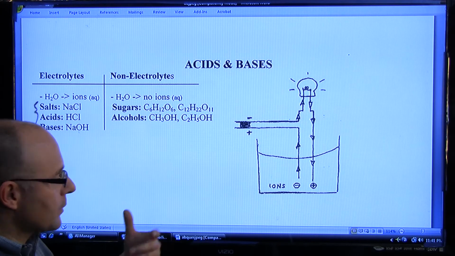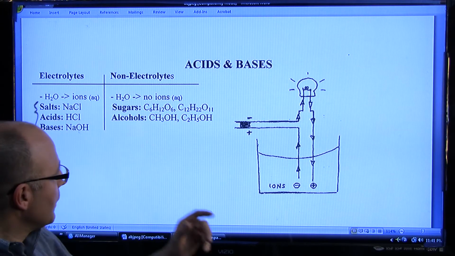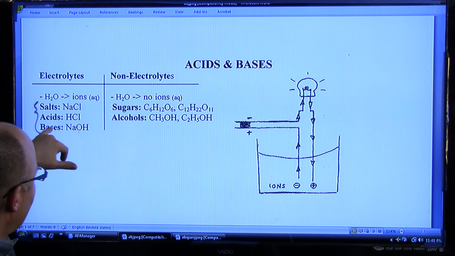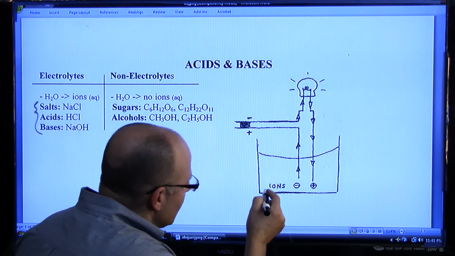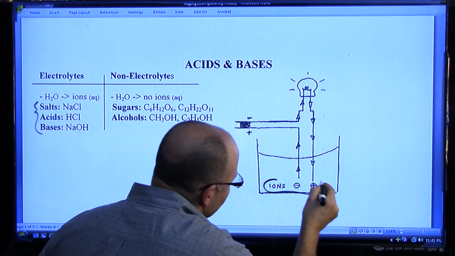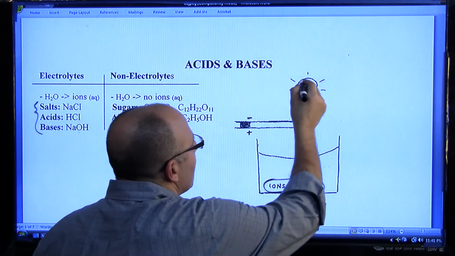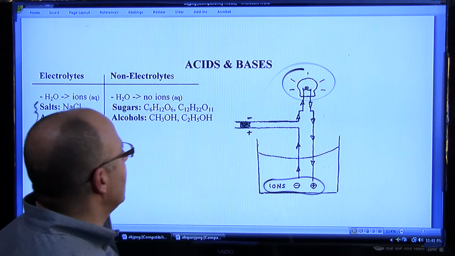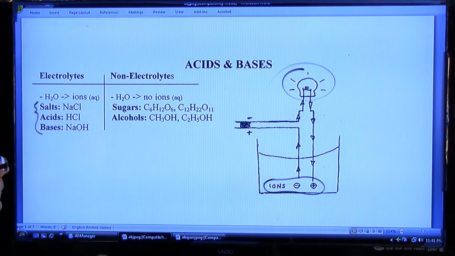All right, water on its own is a poor conductor, but when you spike it with salts, acids, or bases, because they produce ions, they end up lighting a light bulb. They don't generate electricity, they conduct electricity.